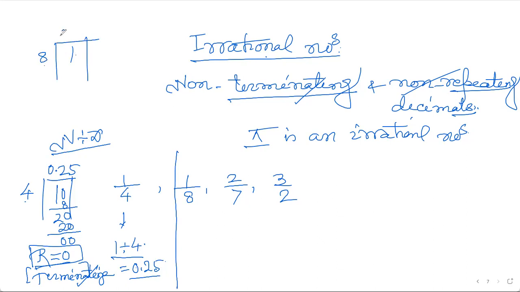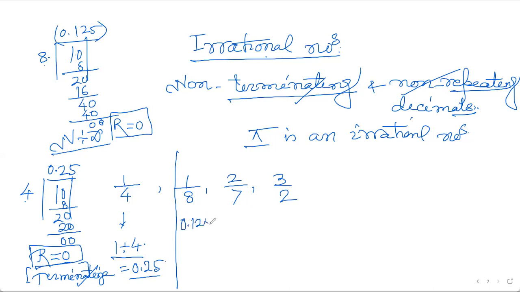And if I go for 1 by 8, again 1 is smaller than 8, so 0 here, put a point here, put a 0 here. 8 ones are 8, 2 is the remainder. 8 twos are 16, 4 is the remainder. 8 fives are 40, and things are again reducing to remainder 0. So on division, you find 1 by 8 to be a terminating decimal, and the answer is 0.125. This is also a terminating decimal. What does it mean? That the remainder must be 0.